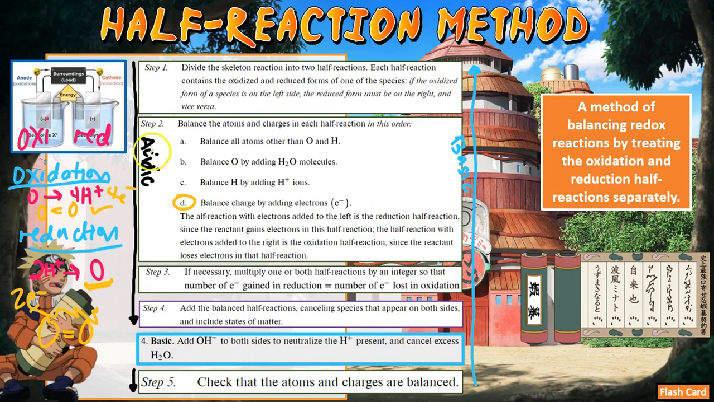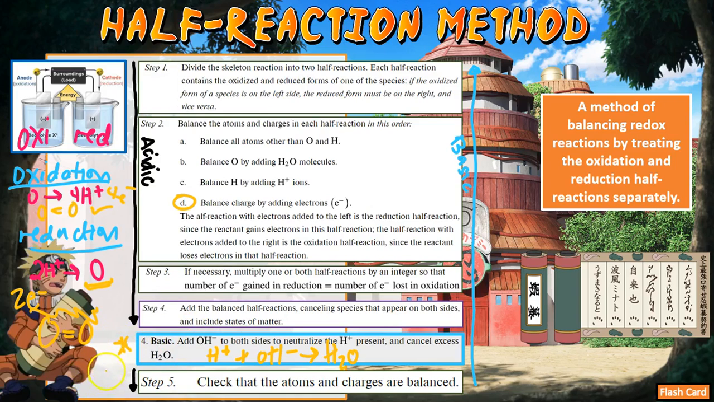If it's basic, you're going to do all these steps 1 through 5, and then at the end, you're going to add this step here, which means that when you have a final reaction that you've already balanced and canceled off the species, you're now going to balance out or neutralize any H plus that's present by adding OH minus to both sides. Now, when you add H plus and OH minus, you have the ability to form water, okay? And so you have to then go ahead and make sure that you're canceling out water on both sides of the reaction as well. So that's if you're balancing in basic. Again, you're going to do all the same steps. You're just adding this last step at the very end.